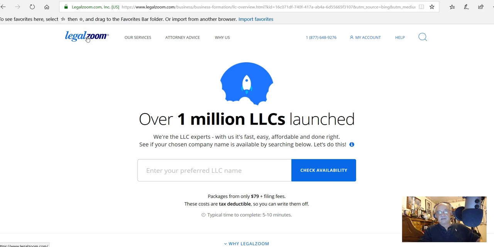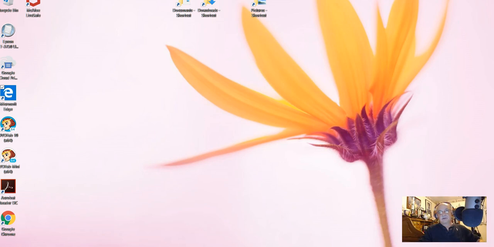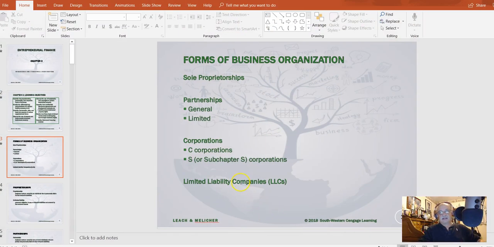It does a lot of legal things that you can do, and you can see the packages of what they cost. $79 plus filing fees. And it'll take you 5 to 10 minutes to form your LLC. And I've done that in the past, and it's a great thing. So you should think about that. Let me bring up the PowerPoint again. So here's the LLC, right?